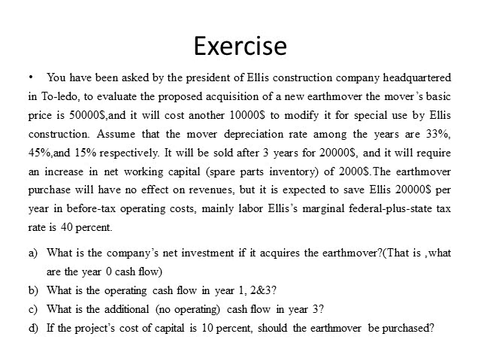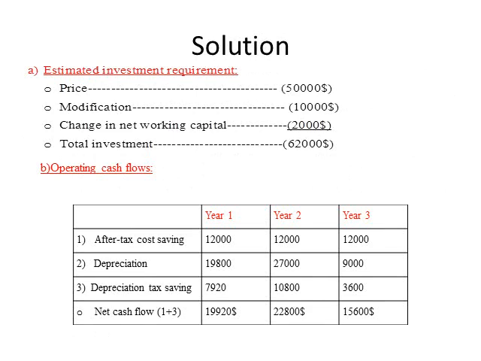The solution for part A: the estimated investment requirement, or the cash flow in year 0, will be equal to the price of the machine, the price you are going to pay as a company to acquire this machine, which is $50,000, plus the modification cost, which is $10,000, plus the change in net working capital, which is an increase in net working capital of 2,000, which means that the total investment will be equal to 50 plus 10 plus 2,000, equal to 62,000.